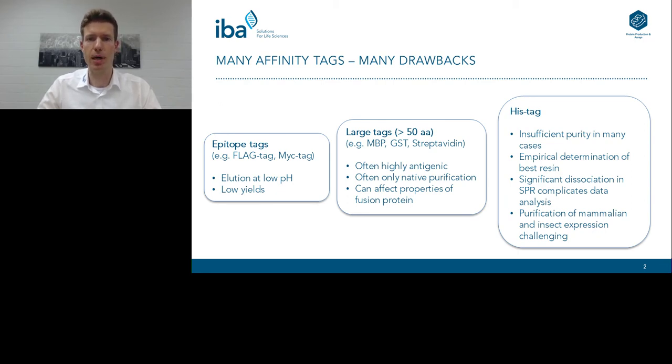In addition, the system has a binding affinity in the nanomolar range, and that makes it not very well suited for SPR applications because you will measure a significant dissociation of the tag itself. And finally, when you purify samples from mammalian hosts or insect hosts, you can co-purify many host cell proteins because these hosts have more host cell proteins with histidine residues.